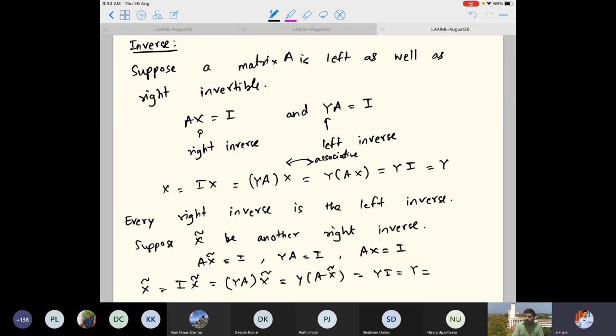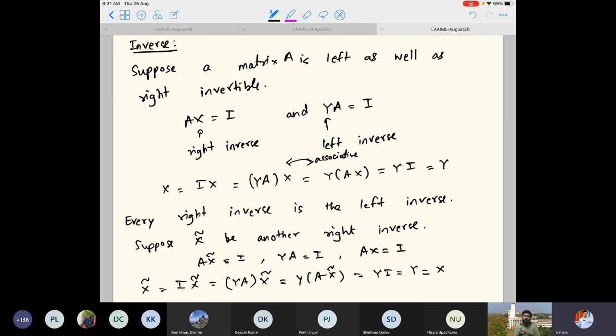But we know that x is a right inverse and y is a left inverse, right? We have already shown that every left inverse is a right inverse. So y is actually equal to x. So we have actually shown that x tilde is equal to x. So if x tilde is equal to x, then you cannot have two different right inverses. So you have only one right inverse and only one left inverse, and that right inverse is exactly the same as the left inverse. So you have only one inverse. That's why, in the case where you have a left as well as a right inverse, we don't distinguish between them. We just say that we have the inverse.